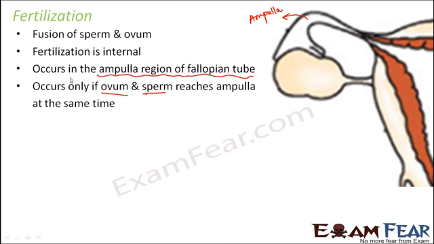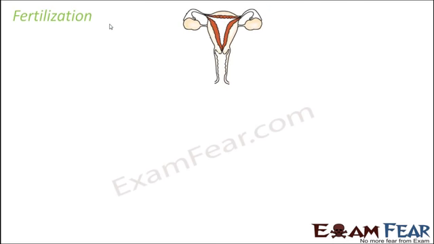One important thing to be noted here is the sperm is haploid and the ovum is also haploid, so that when both of them fuse together, they form something diploid. This is how the egg is released, this is how the sperms come in, and this is where the fertilization takes place. Now let us talk about the fertilization in more detail.